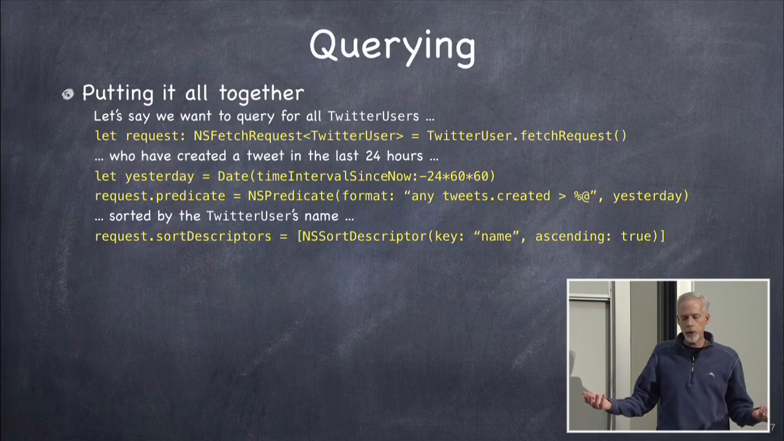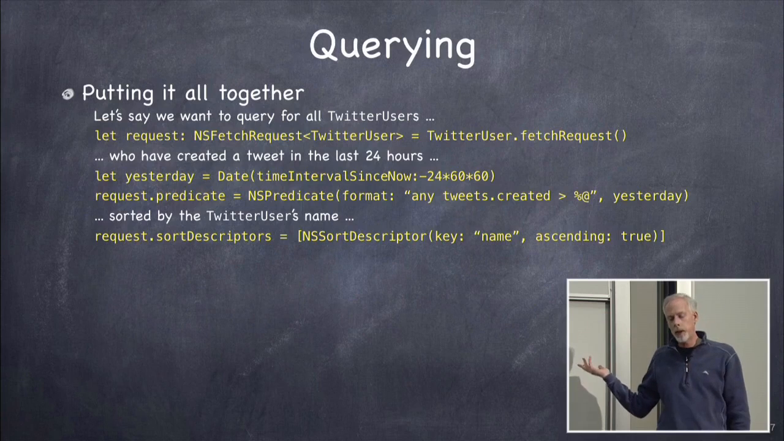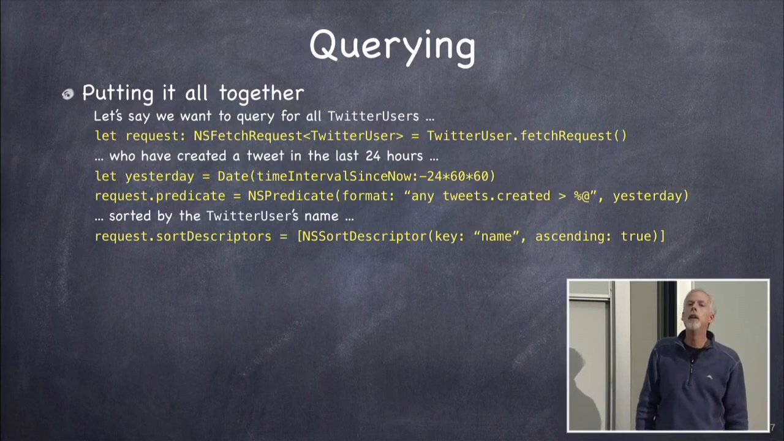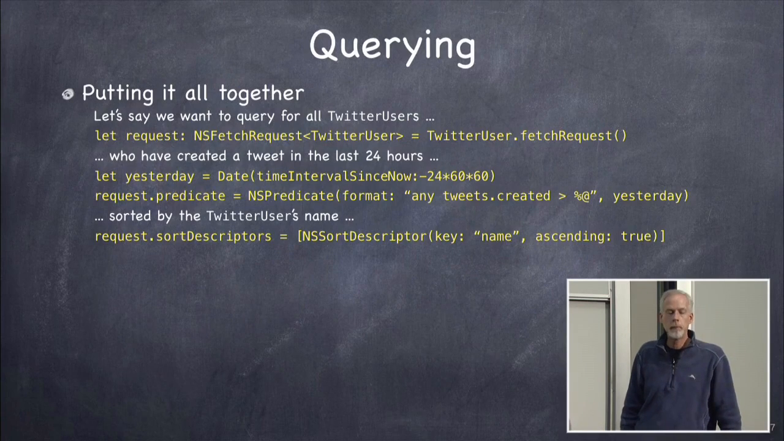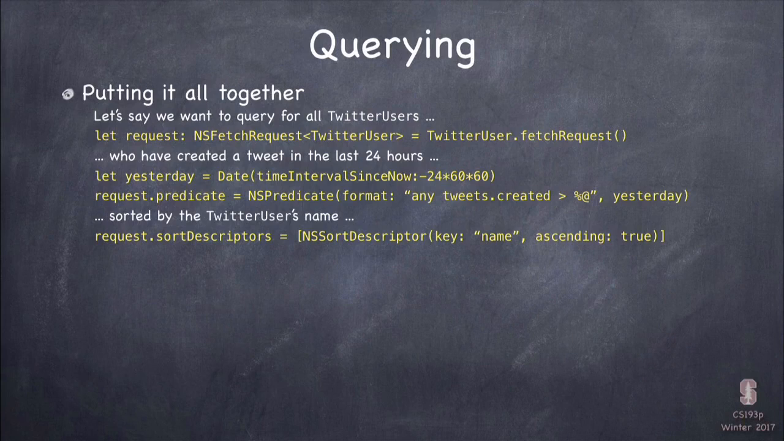And I'm going to sort the result by the actual name, the real name of the Twitter user. So I'm just doing sort descriptor, key of name, ascending true. I'm not specifying a selector, so I'm going to get kind of the default comparison. Okay, that's it. So that's how you create a fetch request.